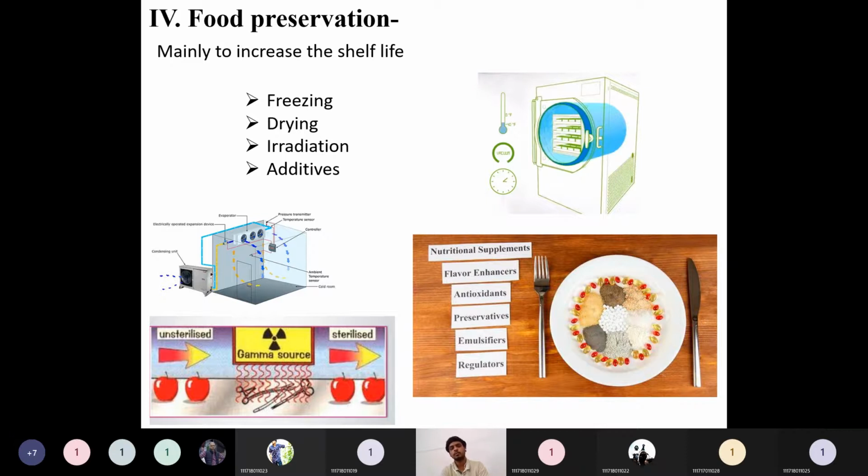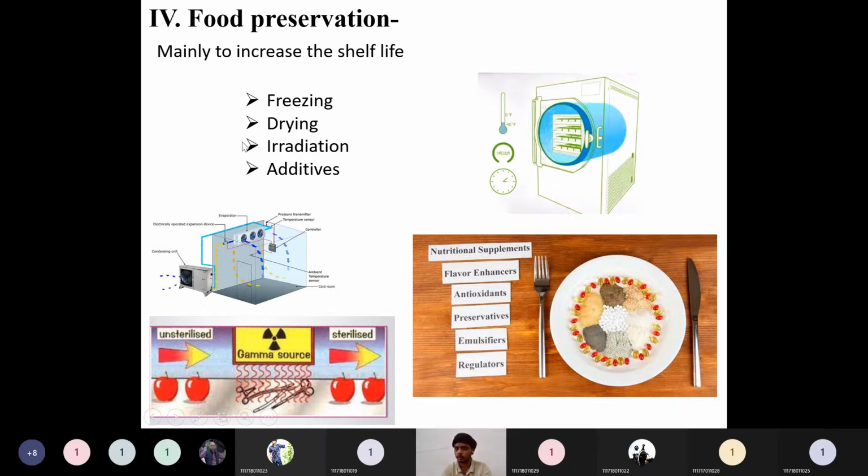Then the next possibility is to add additives. Some chemical additives, like flavoring additives, will be added: nutrition supplements, flavoring enhancers, antioxidants, preservatives, emulsifiers, regulators. These will be known as codes like E100 or E101. You can observe these on the backside of the packaging of whatever packaged food you are consuming. They are listed in code words, that is preservatives. It's their trade name.